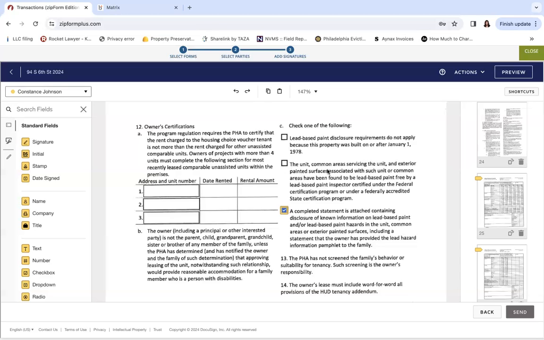The second option, the unit, common area servicing the unit, and exterior painted surfaces associated with such unit or common areas have been found to be lead-based paint free by a lead-based paint inspector certified under the federal certification program. So if you've gotten lead-based paint testing of any kind, and it came back that they did not find lead in the home, you can check this here. I checked the third option because I did not have the lead-based paint testing, but I am doing a lead-based paint disclosure saying that there is no known lead-based paint in the home.